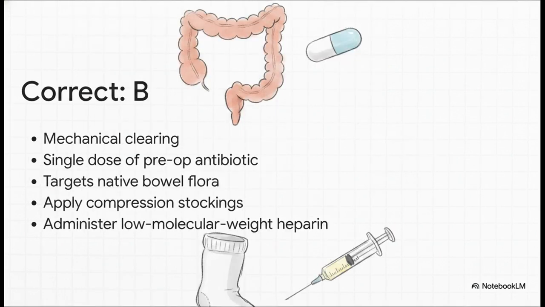Question 165. A 47-year-old patient is planned for elective colorectal surgery for colonic carcinoma. Which holds true regarding preoperative preparation? Correct answer, B. Mechanical clearing and a single-dose antibiotic. The standard protocol involves mechanical clearing and a preoperative single dose of antibiotics to cover both gram-positive and gram-negative bacteria. Prophylactic antibiotics targeting native bowel flora absolutely must be administered within 1 hour before making that surgical incision.